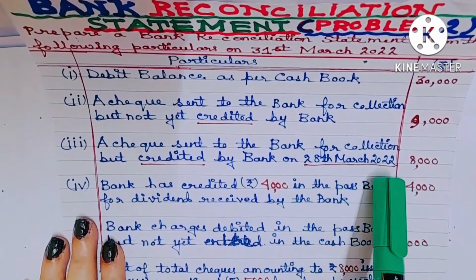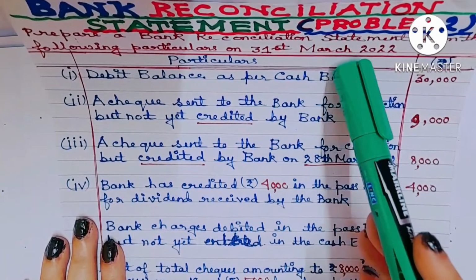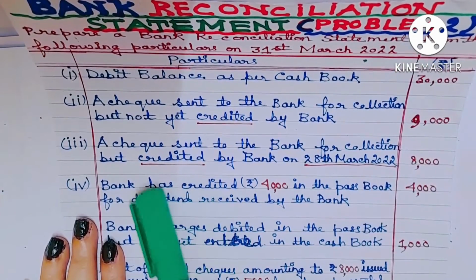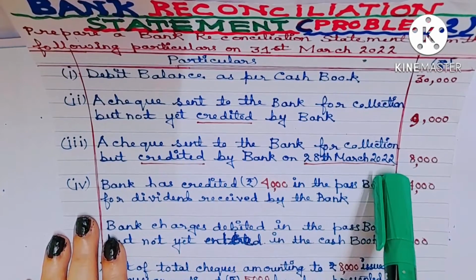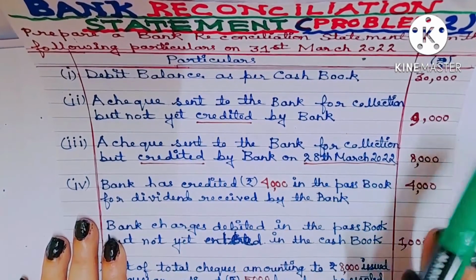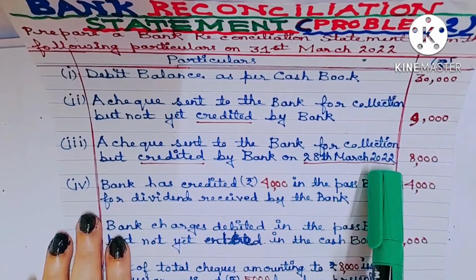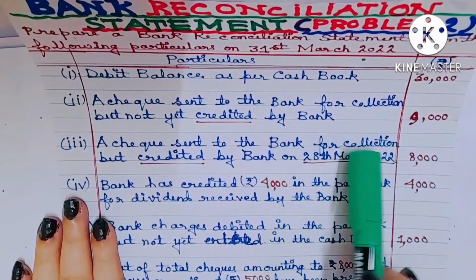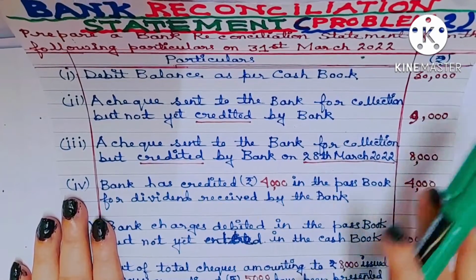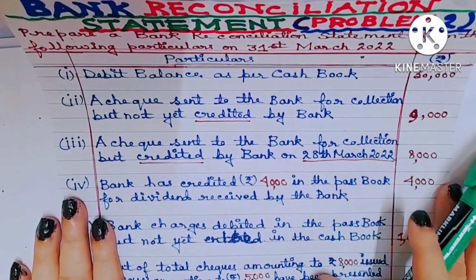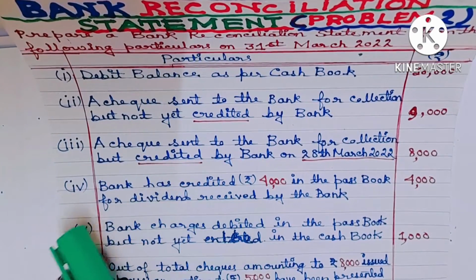See, 20th March. It has been already recorded within 31st March 2022. See, a check sent to the bank for collection but credited by the bank on 20th March 2022, 8,000. Since it has been recorded within 31st March 2022, this transaction won't appear in the bank reconciliation statement. Neither do we have to add nor deduct. Okay? Let's see the next transaction.